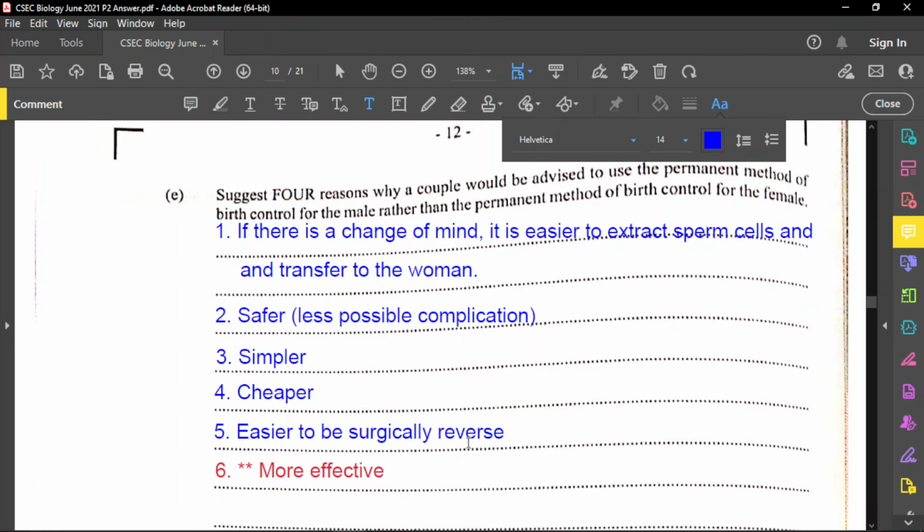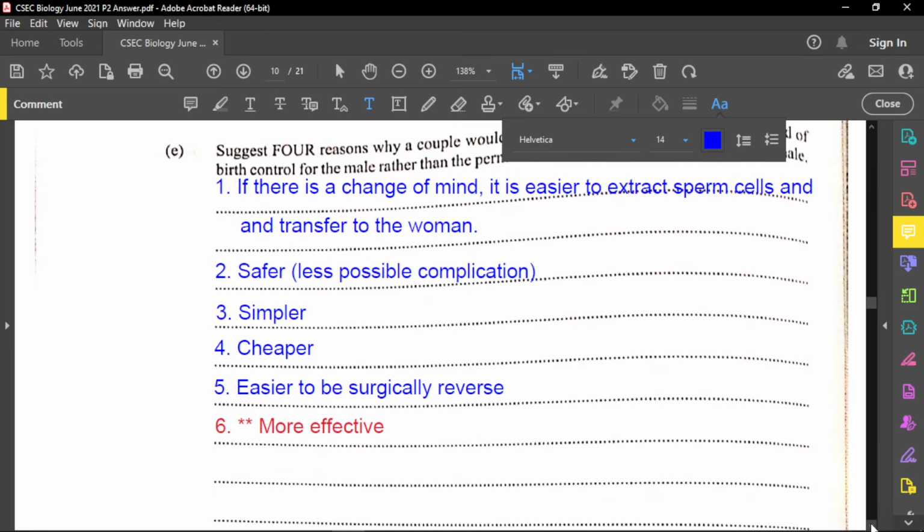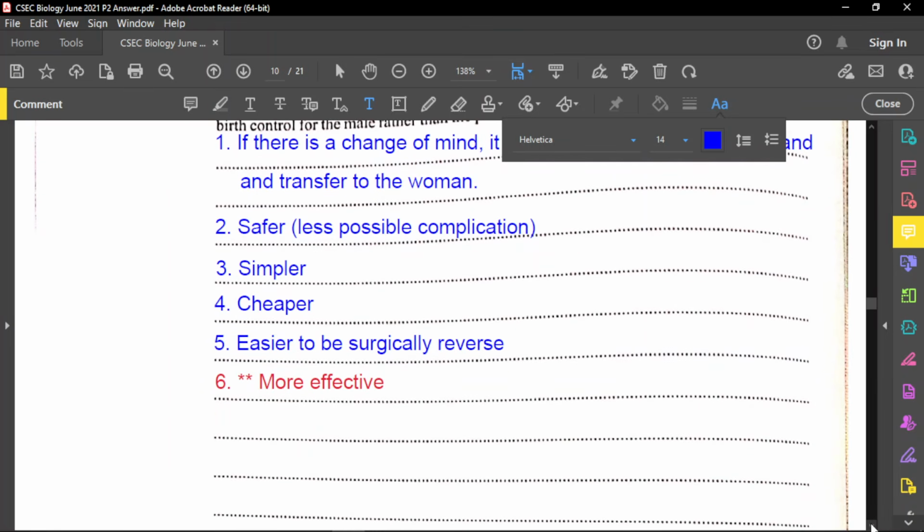So if you need to reverse it, you kind of tie in. Well, it's not tying to number 1 because number 1 is just to extract the sperm directly. But this one, if you should reverse it by surgical means, then it is easier to do so. And in some way, it is technically more effective. The effectiveness of them in terms of how reliable they are is pretty much equal.